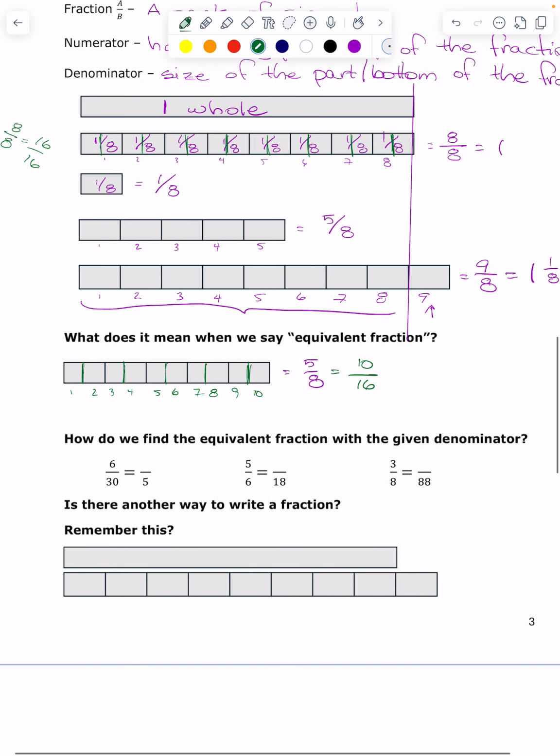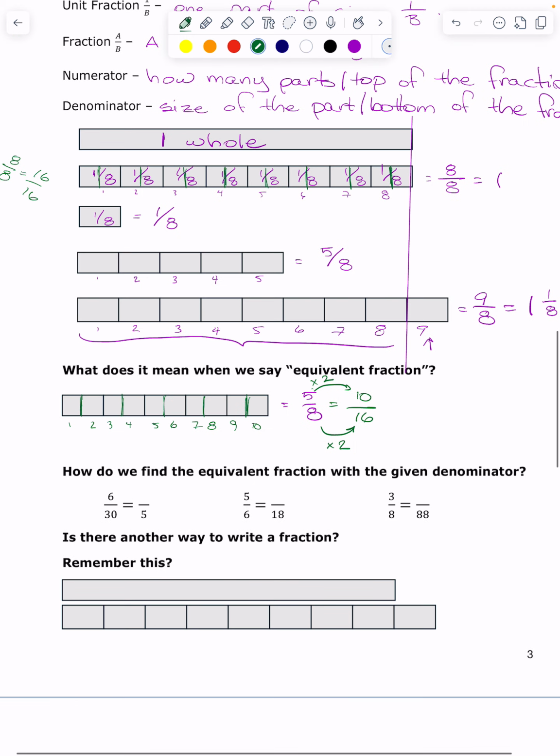So you may notice there's a relationship. If I cut each of those chunks, those are 1/8, into 2 pieces, I end up with 16 pieces total. That's the same as the relationship up here in the numerator. I took the 5 pieces, cut each of them in half, it gave me 10 pieces. So when we talk about equivalent fractions, we are talking about creating another fraction that is the same size, even if we're using different numbers, if we've got different size pieces.